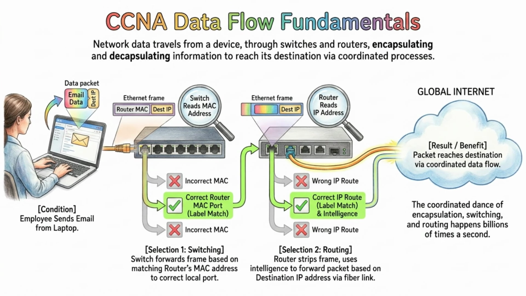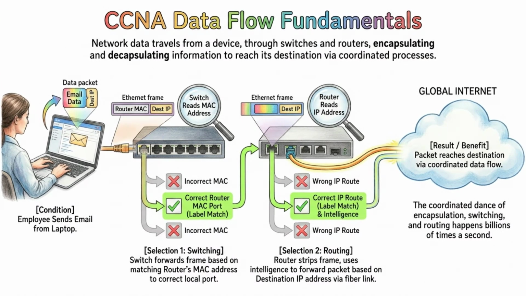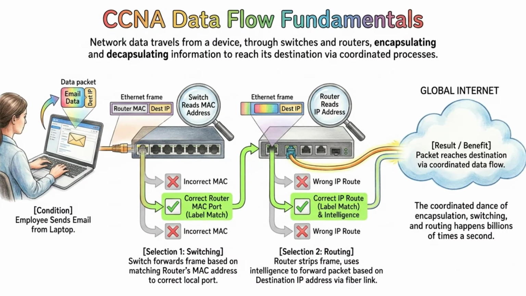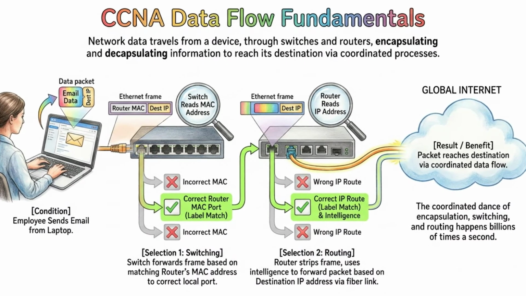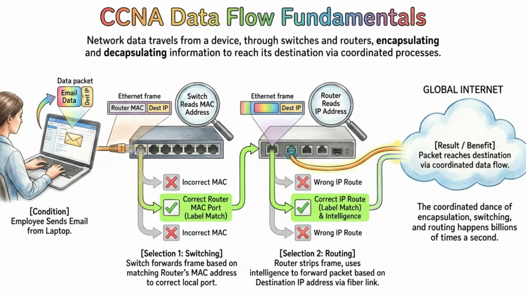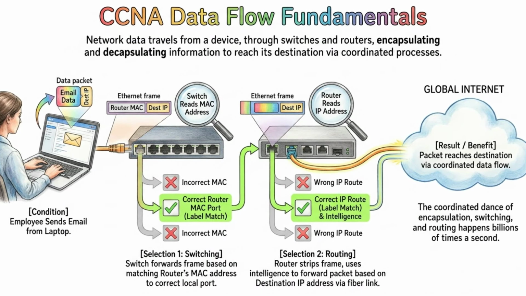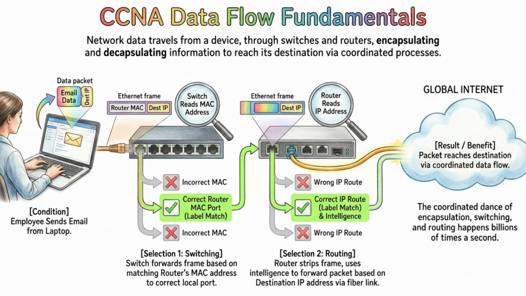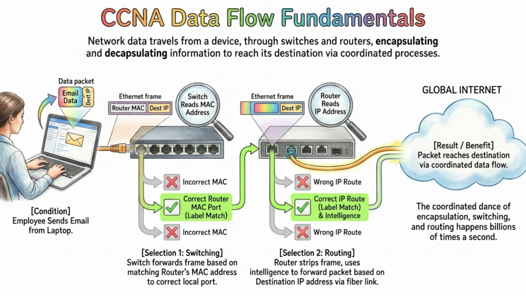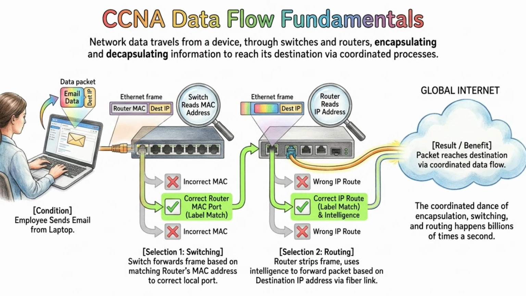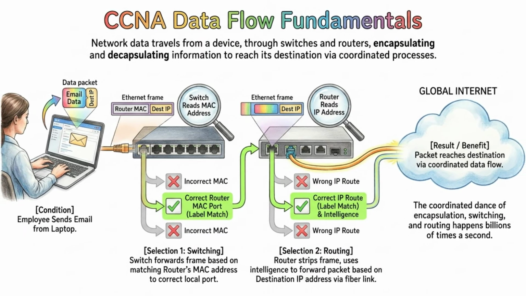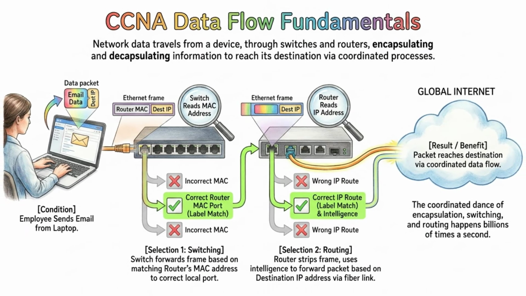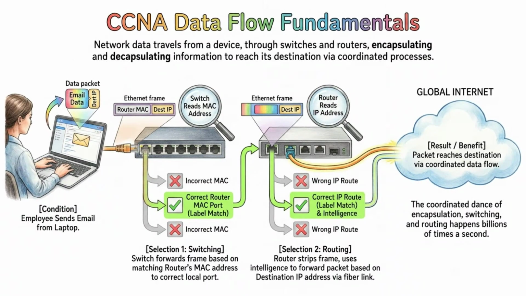The local switch receives the frame, reads the MAC address, and instantly forwards it out the correct port to the local router. The router receives it, strips off the old frame, looks at the destination IP address, and uses its intelligence to forward the packet across fiber optic links toward the internet. This beautiful, coordinated dance of encapsulation, switching, and routing happens billions of times a second in networks worldwide, and you now understand the mechanics behind it.